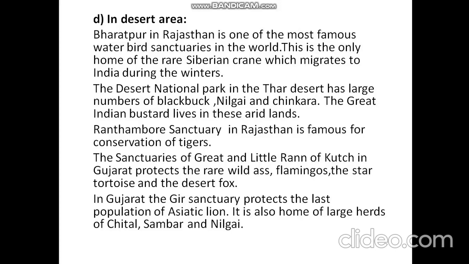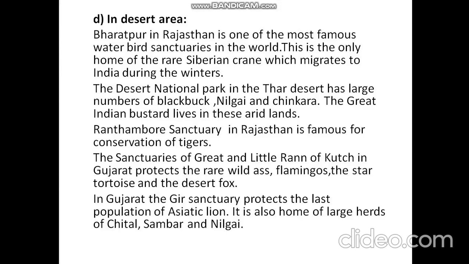Then we have the Desert National Park in the Thar Desert, which has great numbers of black buck, nilgai and chinkara. All these are deer. The great Indian bustard, which is a bird, lives in these arid lands. Then we have Ranthambore Sanctuary in Rajasthan, which is famous for the conservation of tigers. Then the sanctuaries of Great and Little Rann of Kutch in Gujarat protect the rare wild ass, flamingos, the star tortoise and the desert fox.